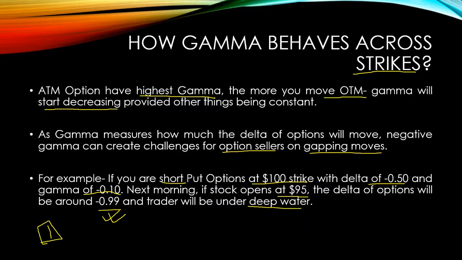When I shorted the put option, for every $1 change, the option price would change by 0.50. Now after such a gap down of 5%, every $1 change will create almost a $1 change in the option price as well. So this is the power of gamma, and this is why option sellers are most concerned about negative gamma. So let's move on to the next slide.